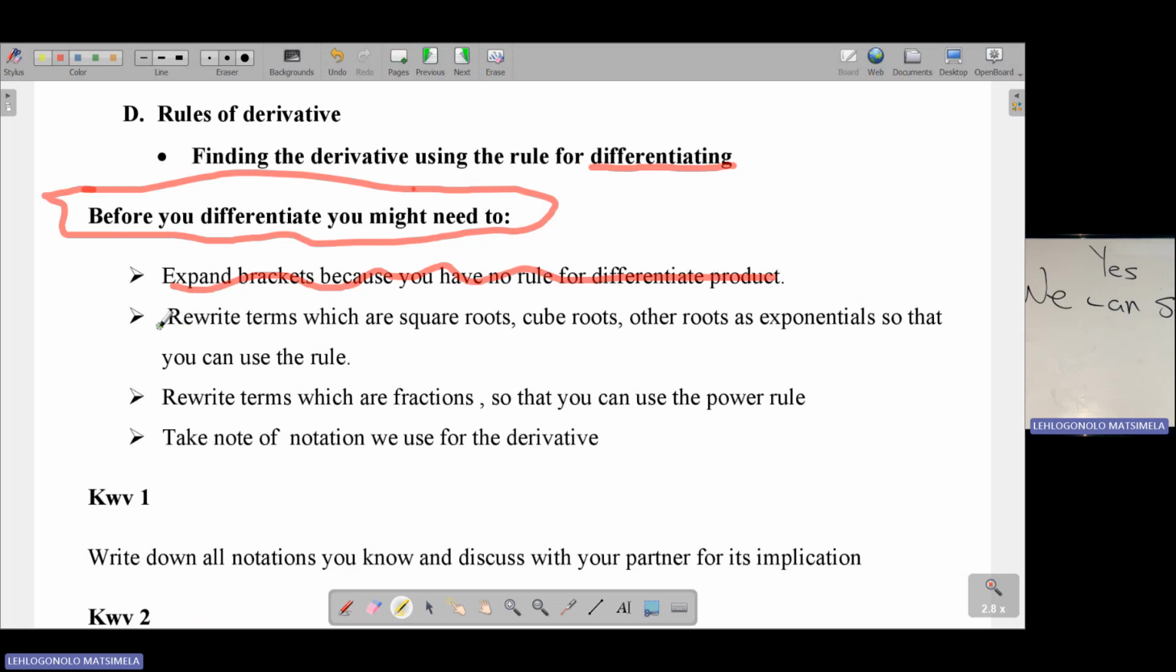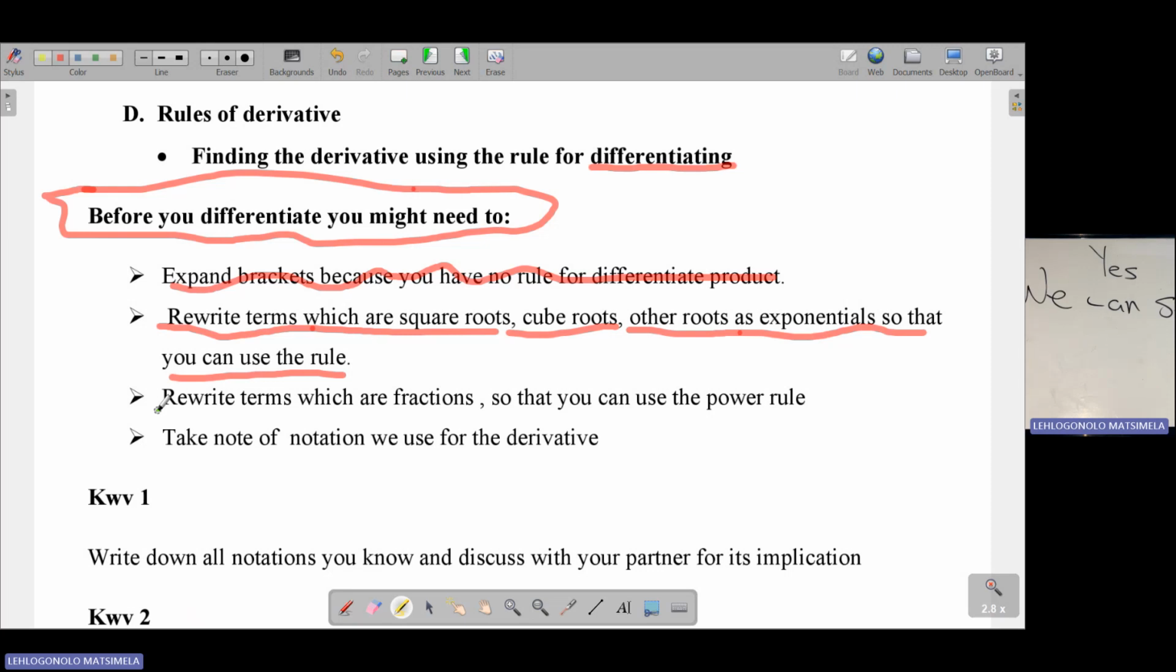The second one says rewrite the terms which are square roots, cube roots and other roots as exponents, so that you can use the rule. It means you cannot differentiate if your term is in square root, cube root or other root form.